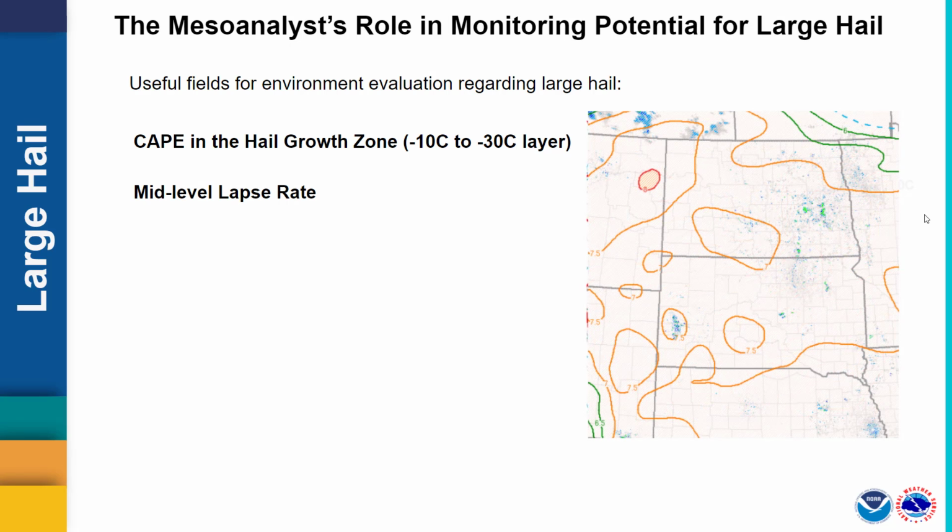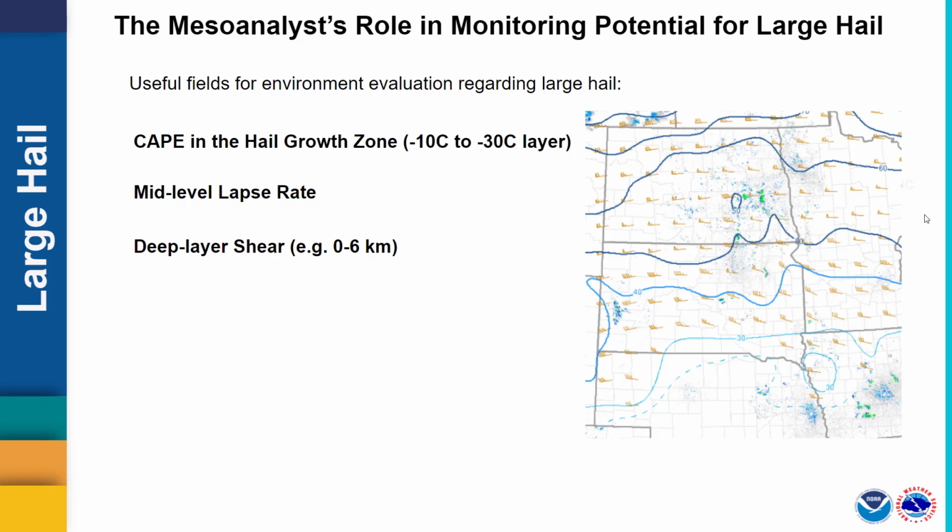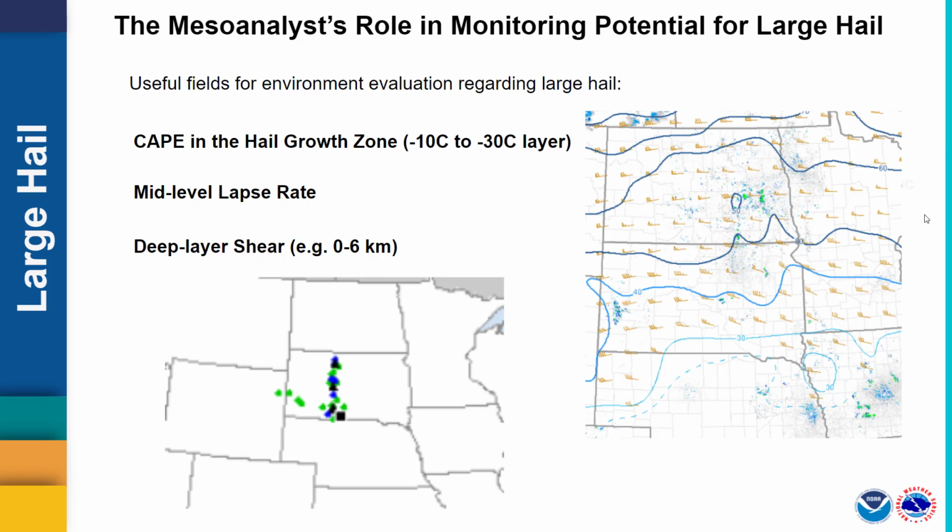Large mid-level lapse rates, greater than 6.5 or 7 degrees Celsius per kilometer, are also quite favorable. In this example, we see widespread areas of 7 Celsius or greater across the Dakotas. We also want deep layer shear, which we also see here across the Dakotas as being favorable. You also look for lifting mechanisms to support convective initiation, of course. In this particular case example, that was focused over the central and western parts of South Dakota, where we had severe storms develop that produced very large hail, along with damaging winds.